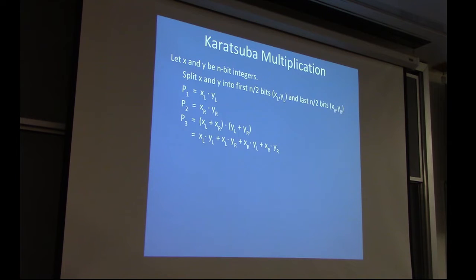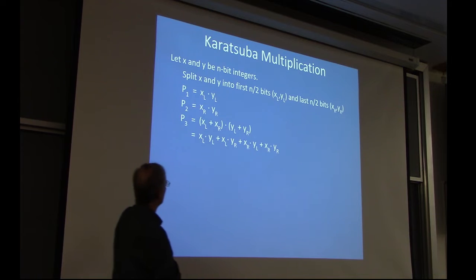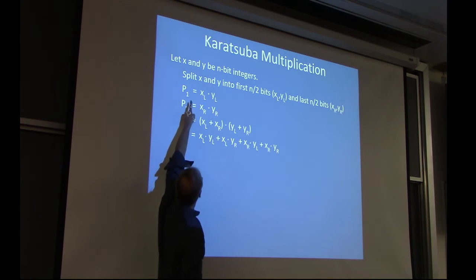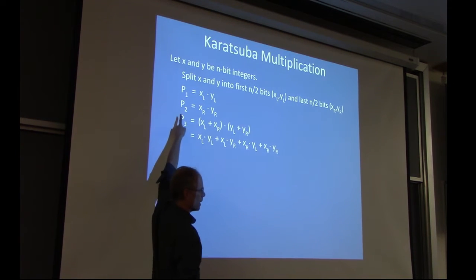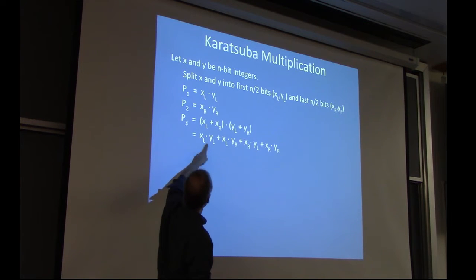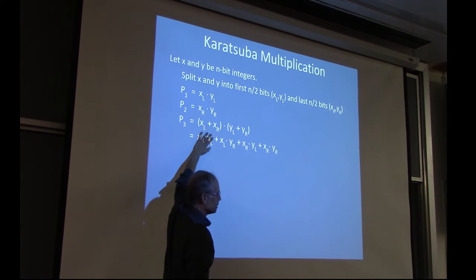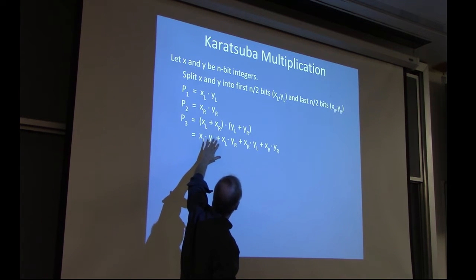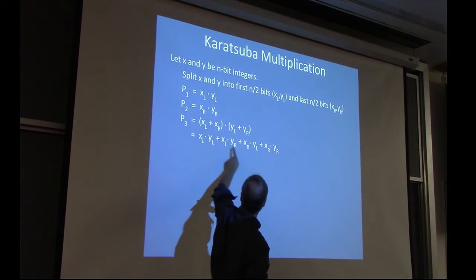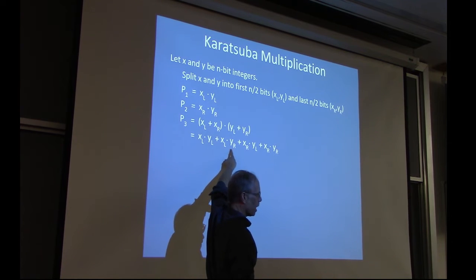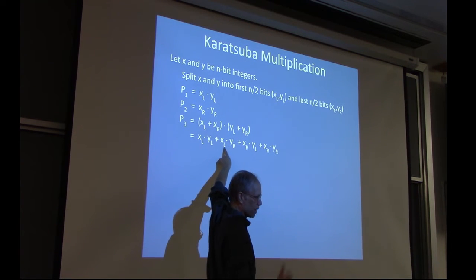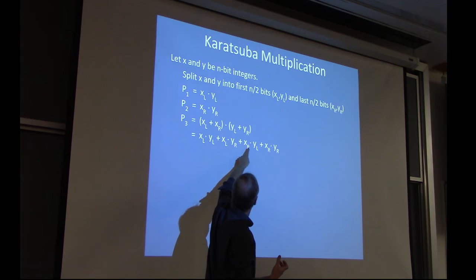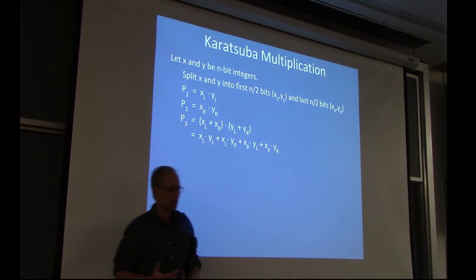I don't want to do any more multiplications. Subtract P1 and P2 from P3? Right. What would happen if I subtracted P1 and P2 from P3? I already got P1, I got P2. If I subtract P1, I get rid of this term. If I subtract P2, I get rid of the last term. And what's left? XLYR, which is one of the cross multiply pairs we needed, and XRYL, the other one.